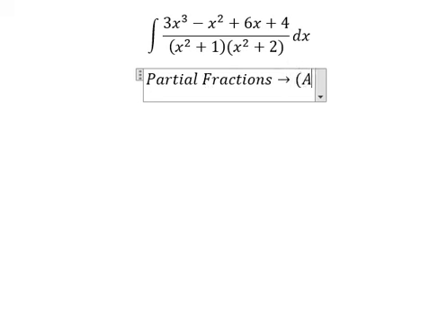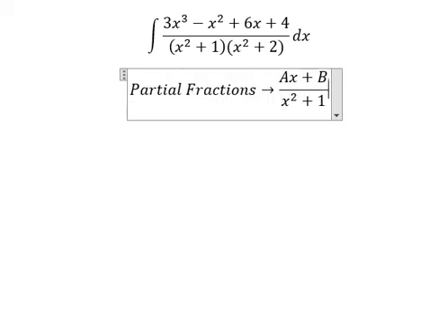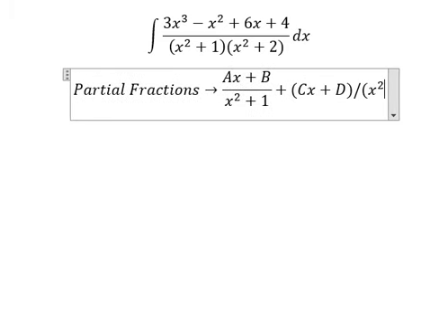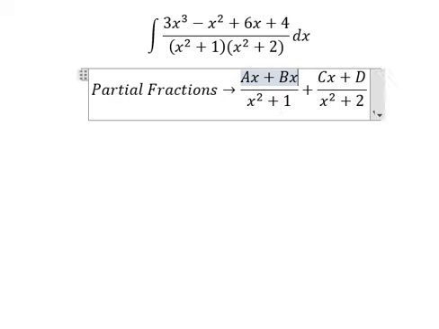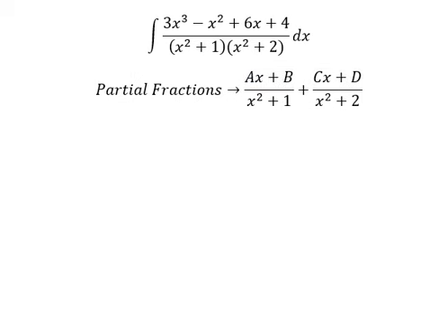So I will put (as + b) over (s squared + 1) and (cs + d) over (s squared + 2). Because we have the power of 2, we need to reduce the power by 1, and you get s. This one is s to the power of 0, so that's why we have b. Now we can do a common denominator.